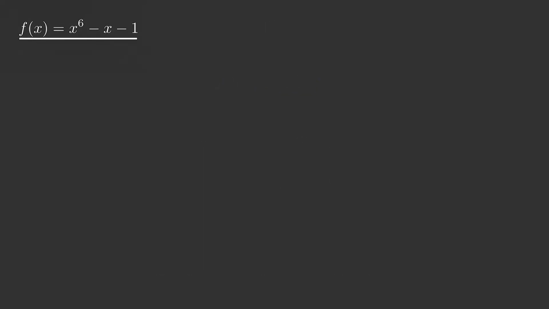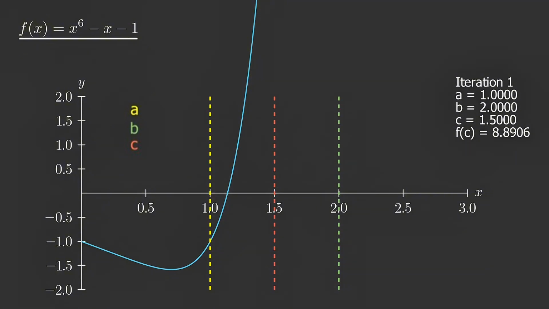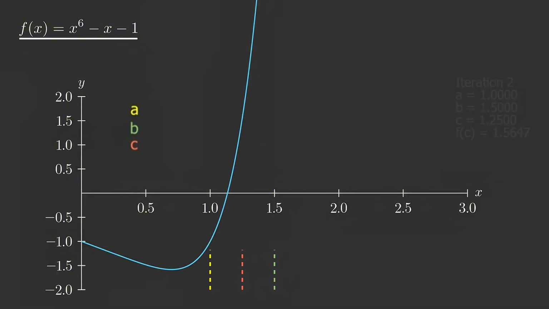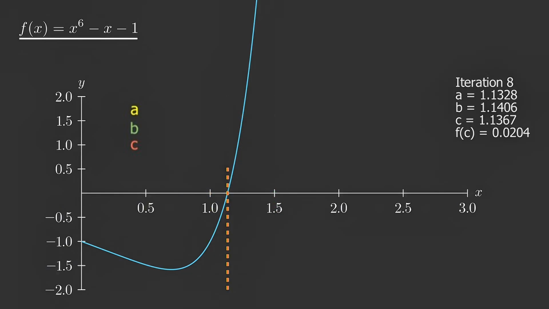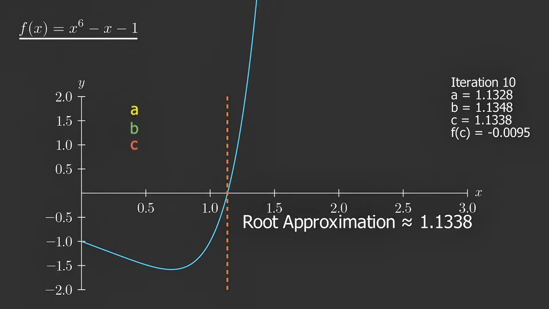In order to visualize this, on this graph we can pick points A and B on either side of where y equals 0. We can then find the midpoint, and we can keep on doing this. We can keep on iterating until the function c is very close to 0. This will allow us for a very close root approximation.